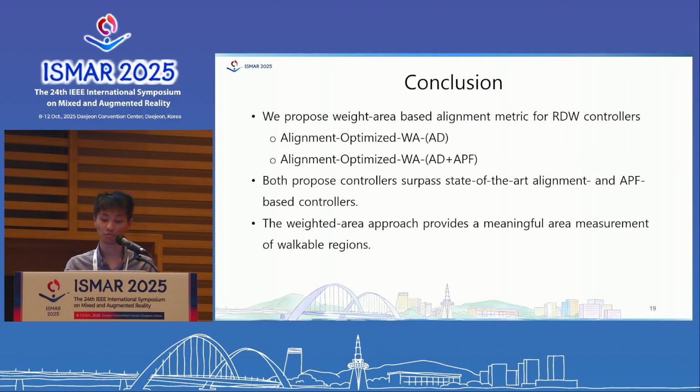To conclude, we introduced a weighted area alignment metric that better distinguishes walkable regions of the same area but different shapes. And based on this metric, we proposed two new controllers, the alignment optimized weighted area AD and the alignment optimized weighted area AD plus APF. Simulation results show that both controllers outperform the existing alignment and APF-based controller in terms of the reset reduction and walking continuity. This demonstrates that the weighted area approach is a promising direction for improving alignment-based redirected walking.